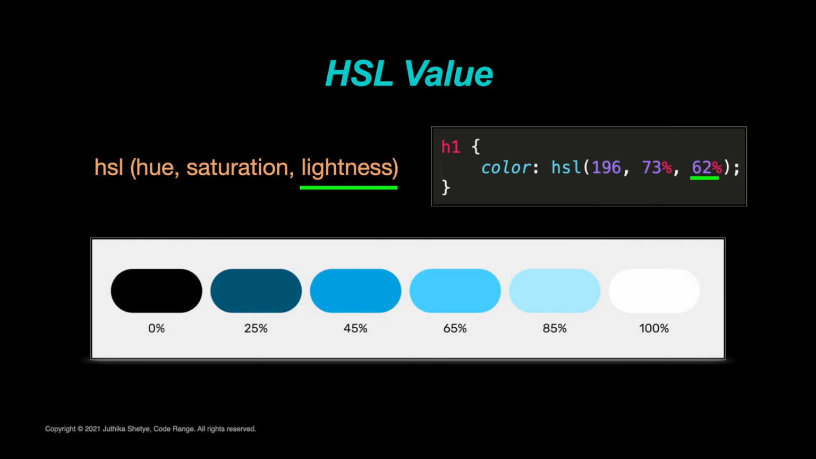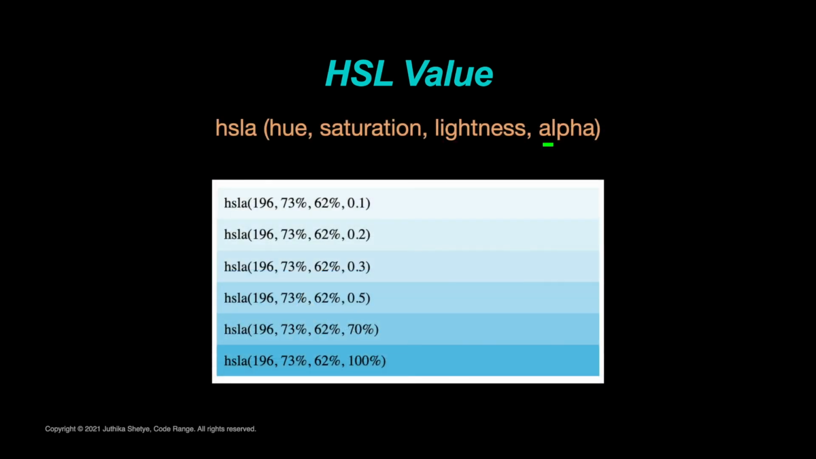Lightness is the third value and is also represented as a percentage. 100% lightness means full lightness, that is white. 0% lightness means no light, that is black. And 50% lightness means neither dark nor light, that is normal. The alpha channel is again the same as before and can be represented as a decimal or a percentage.